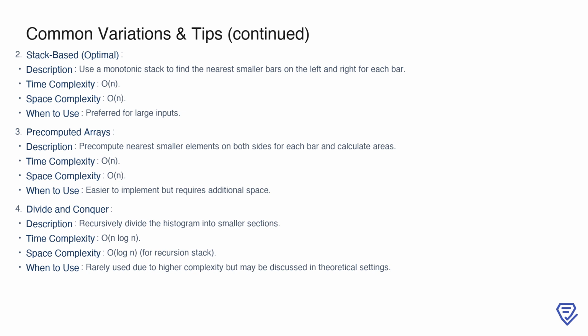A less common but conceptually interesting method is divide and conquer. This approach recursively divides the histogram into smaller sections, calculating the largest rectangle within each. However, its time complexity of O(n log n) and space complexity of O(log n), due to the recursion stack, make it less practical in most scenarios. Despite its limitations, it's worth discussing in theoretical settings to demonstrate your depth of understanding.